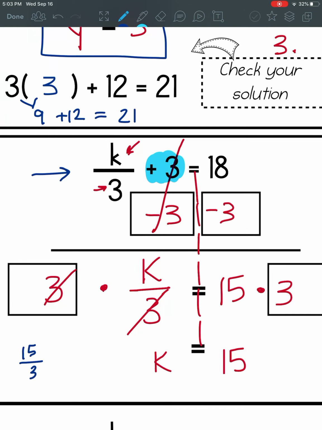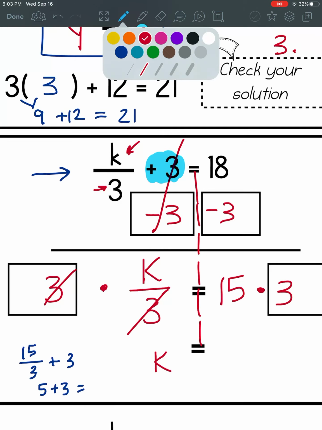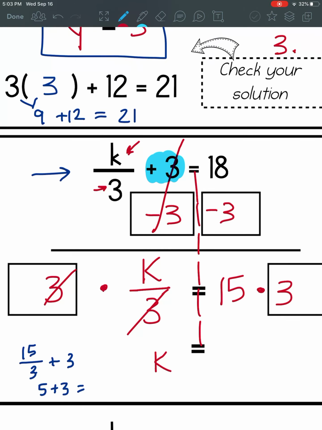So let's check our work. The original equation, so k is 15 over 3 plus 3. So 15 divided by 3, divide has to come first, so that's 5. And then 5 plus 3. Ooh. We made an error, didn't we? I am wrong. And there is a prime perfect example of why we always check our work.